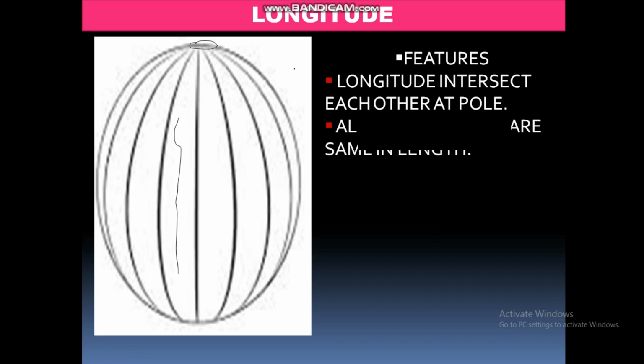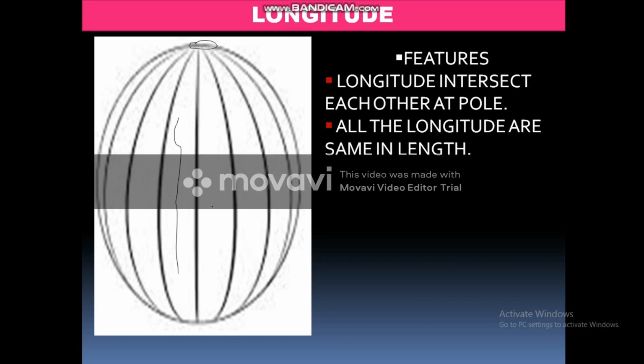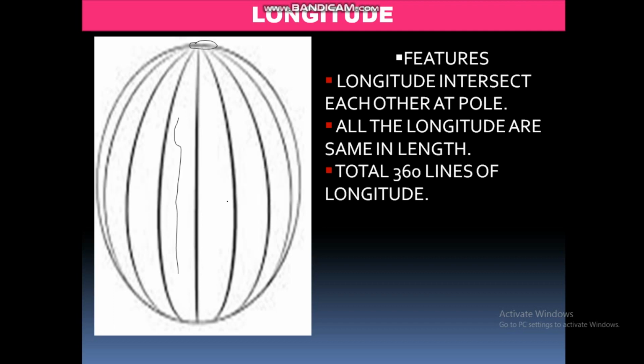at the poles. Next, all the longitudes are the same in length. You can find that all the longitude lines have equal length, or their length is almost the same everywhere on the earth. Then there are a total of 360 lines of longitude, including our 0 degree line. Why are we saying 360? Because the 180-degree line is common for both the eastern and western hemisphere.